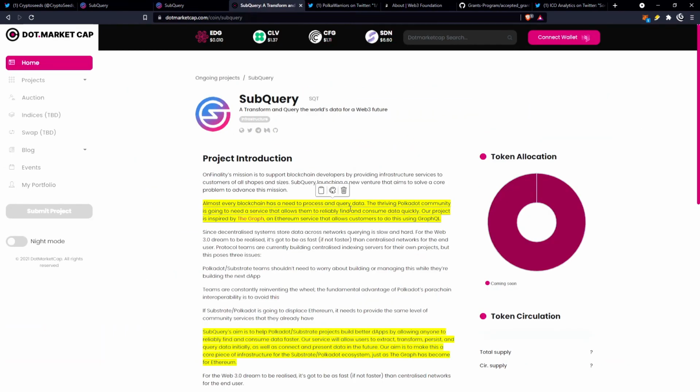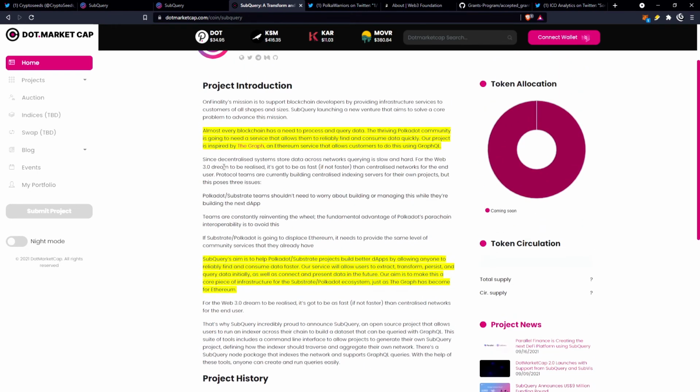So in brief, Subquery is similar to the Graph project, which is on the Ethereum blockchain. Actually, you can see our project is inspired by the Graph, an Ethereum service that allows customers to do this using GraphQL. So how does it work? The Graph is actually the same kind of indexing. The Graph is similar to Subquery, which is on Ethereum. The Graph is providing on-chain data to Ethereum DApps, but Subquery is providing on-chain data to Polkadot DApps. That's a major thing. So it is similar to the Graph project.